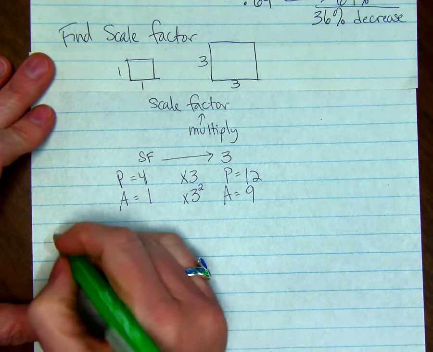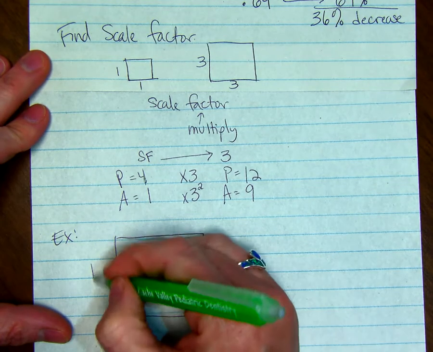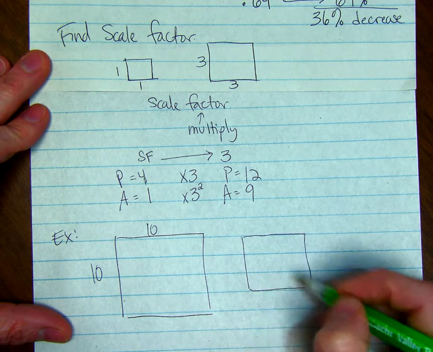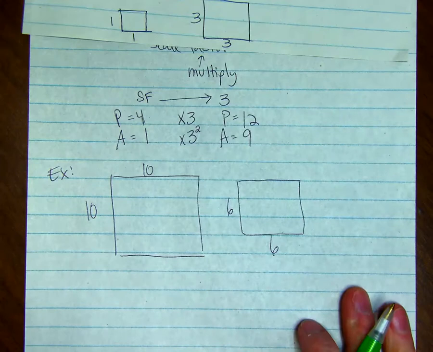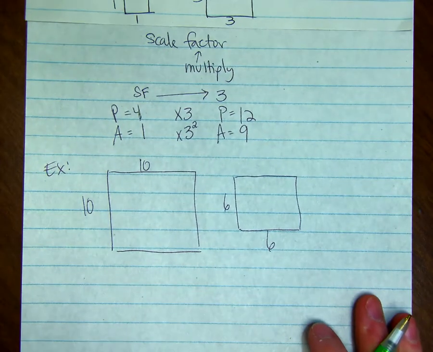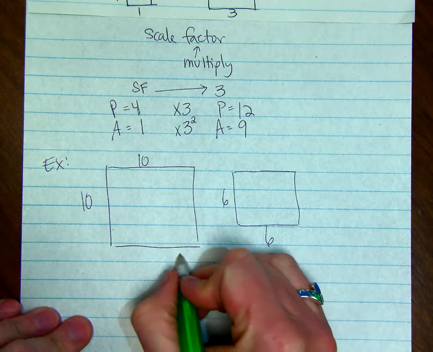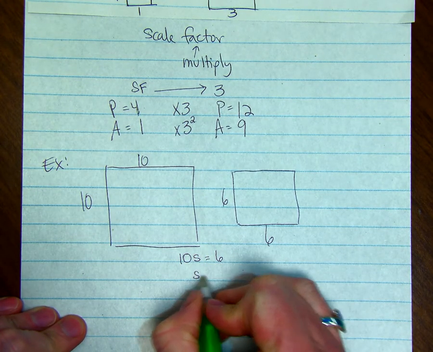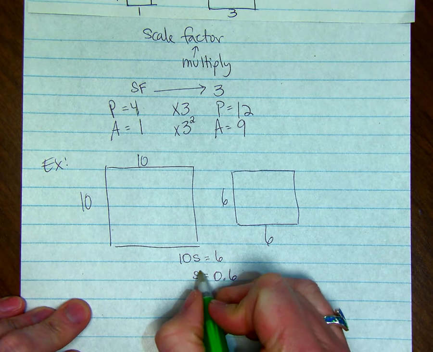So here's an example. If we had a 10 by 10 square and we reduce it to a 6 by 6. Basically, we want to find the scale factor. What do we multiply 10 by to get 6? So 10 times what scale factor equals 6? So the scale factor is 6/10 or 0.6. That's what the scale factor is going to be.